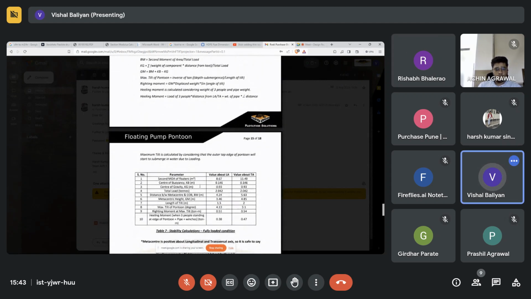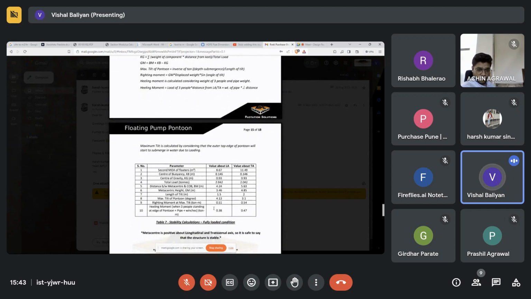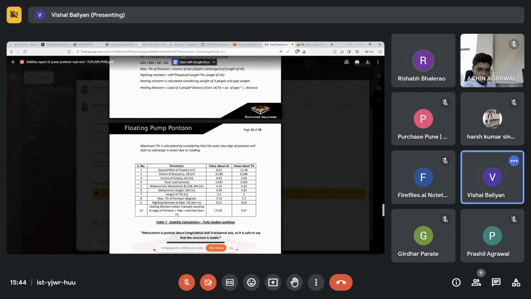The heeling moment has been calculated by using the weight of the particulars which are loaded off the center line. So this includes the weight of three people, the pipe and the winches. These three things have been placed off center. The distance from the center line multiplied with the weight gives us the total moment in ton meter. That is the total heeling moment I have calculated here, along both the axes.